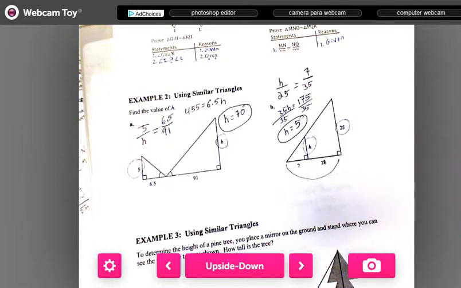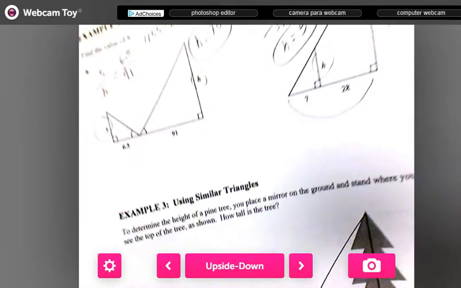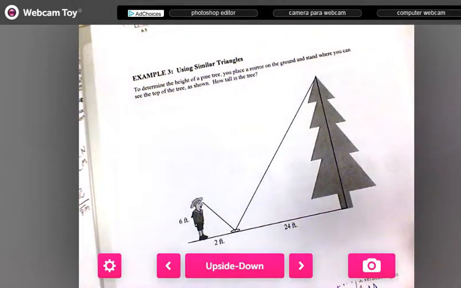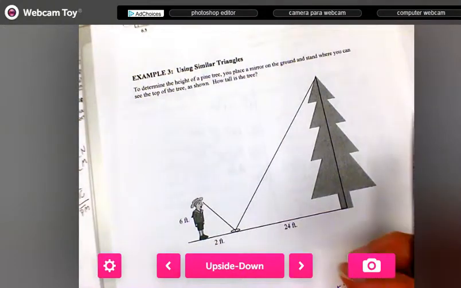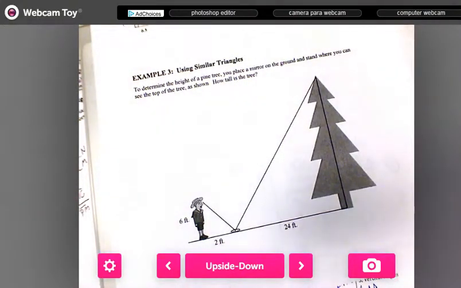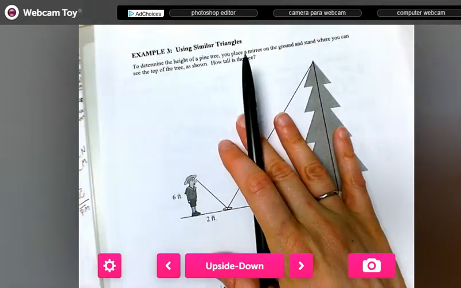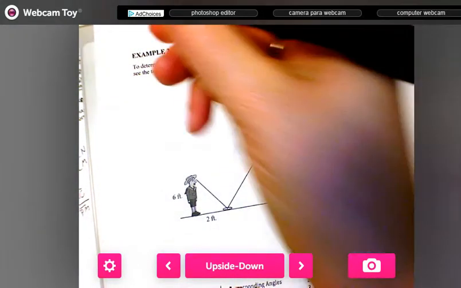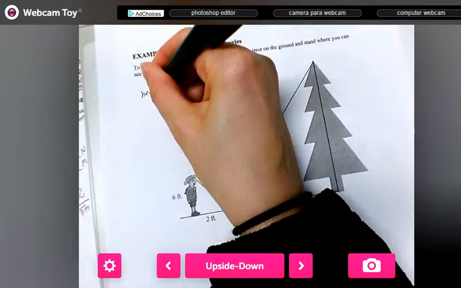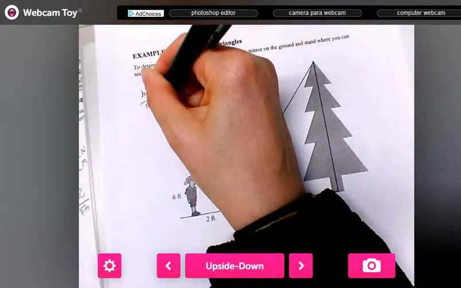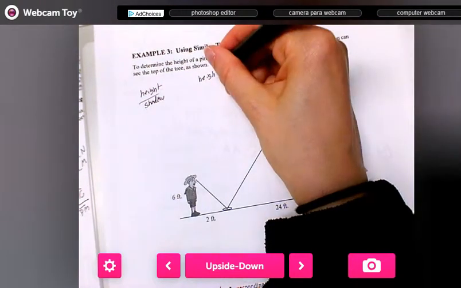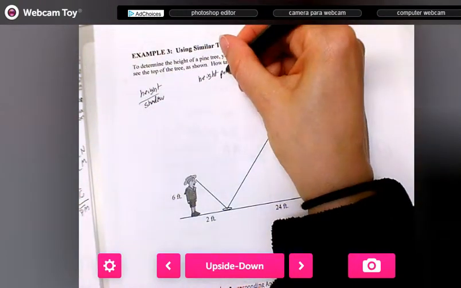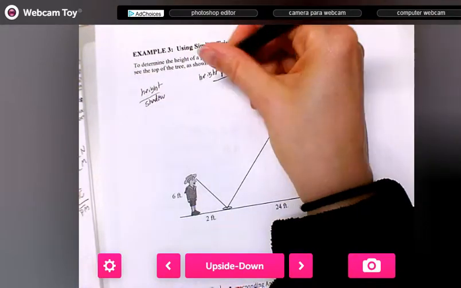Last one. This is one that I like because I've actually used something similar to this. To determine the height of a pine tree, you place a mirror on the ground and stand where you can see the top of the tree in the mirror. How tall is the tree? Okay. So we can say height over shadow, or we can say person over tree, basically.